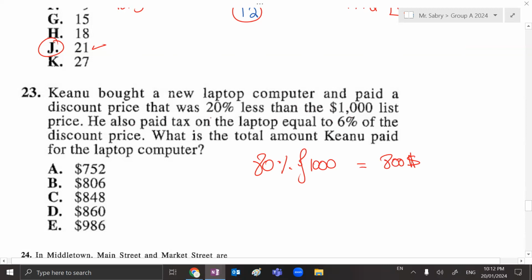He also paid tax on the laptop equal to 6% of the discount price. So this is the discount price, which is 800. He'll get 6% of that. So 6% times 800. And that's $48. So what is the total amount Keanu paid for the laptop computer? He paid 800 and add to that $48. So he paid $848 in total. C.